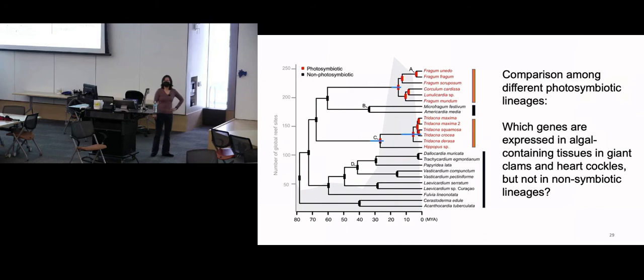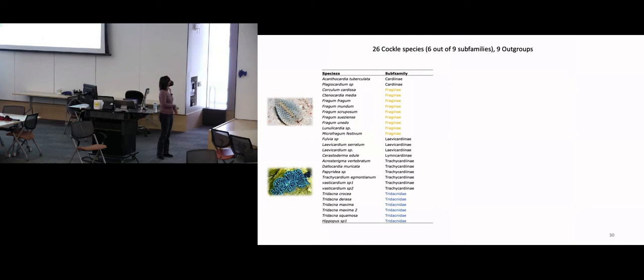And if they're uniquely shared, maybe there's a hint that they're actually involved in this photosymbiotic ecology. So that's what we did as an initial filter. We sequenced the transcriptome of these 26 different cockle species, including multiple hard cockles and multiple giant clams. And then we did the standard RNA-seq process.